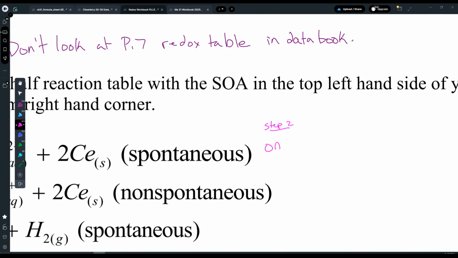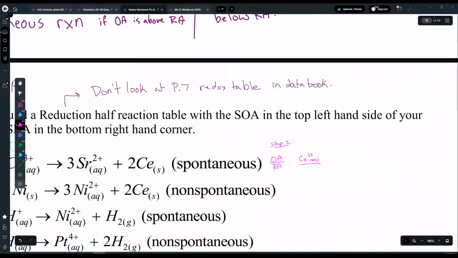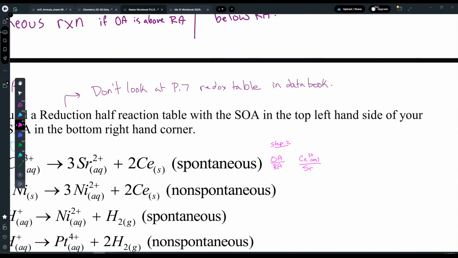Because this is spontaneous, our OA is above our RA. So our OA, I'm just going to be a bit more specific now, is cerium 3+ aqueous, and then our RA was strontium.